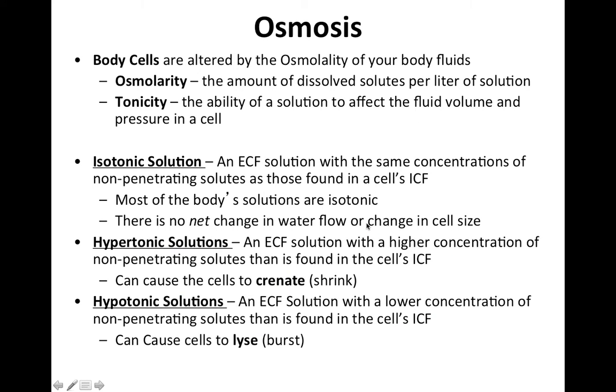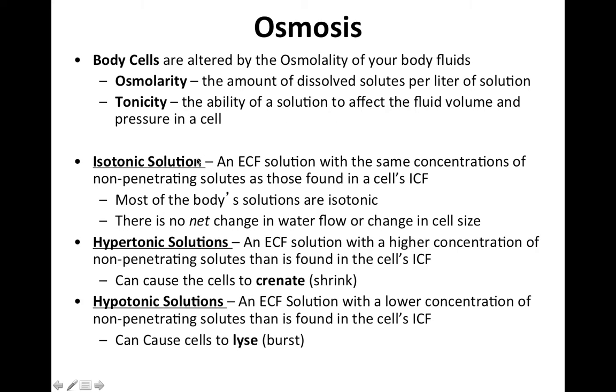So the idea here is, in regard to osmosis in our cells, our body cells are going to be altered by the osmolality or the concentration of our body fluids. So osmolarity or osmolality is the amount of dissolved solutes per liter of solution. And of course, we often reference this as tonicity, right? The ability of a solution to affect the fluid volume and the pressure within a cell.